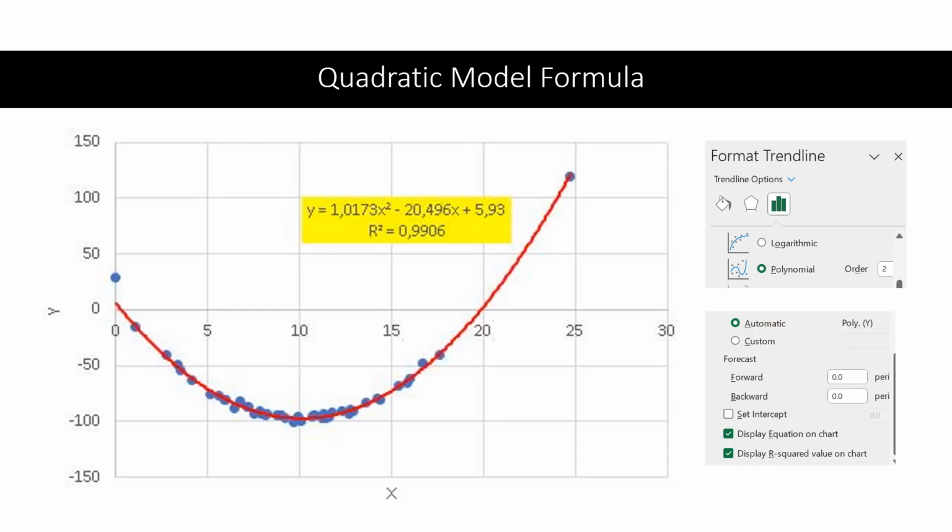You can directly obtain the quadratic trend line and formula and R square value with Excel directly from the X and Y data using a scatter chart. We select a polynomial order 2 trend line and select display equation on chart and R square value.